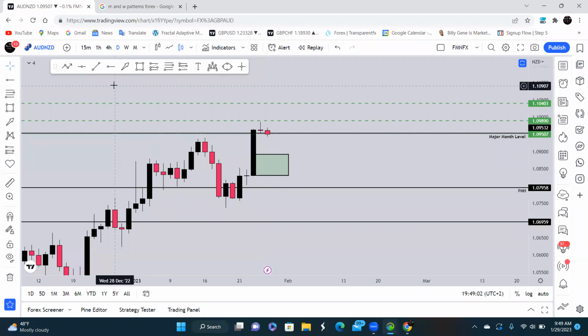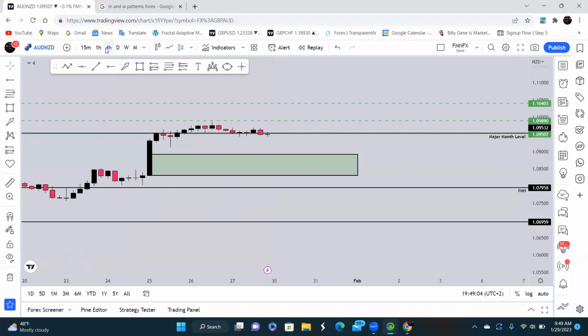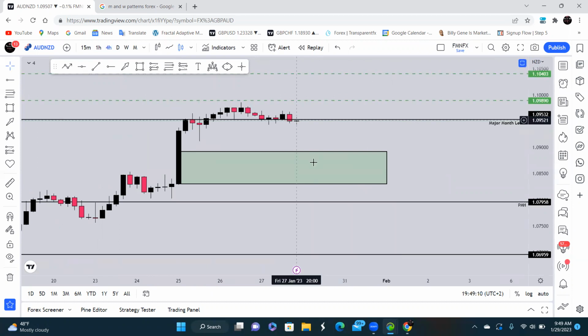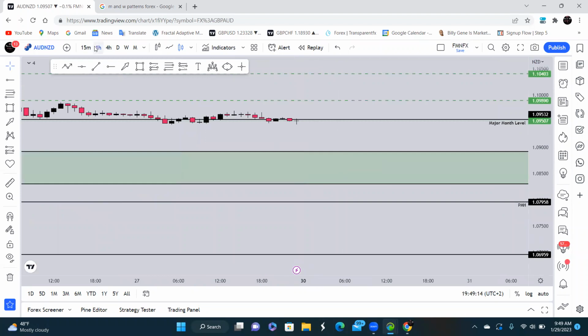Okay. All right, let's go down to the 4-hour time frame. Will price come in this area? It can and it cannot. We'll see. I'm going to leave it on there though. All right, and this is the 1 hour.